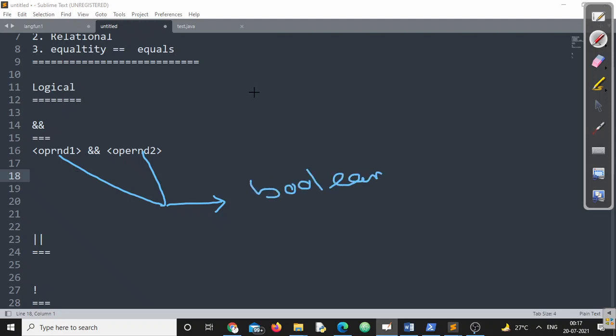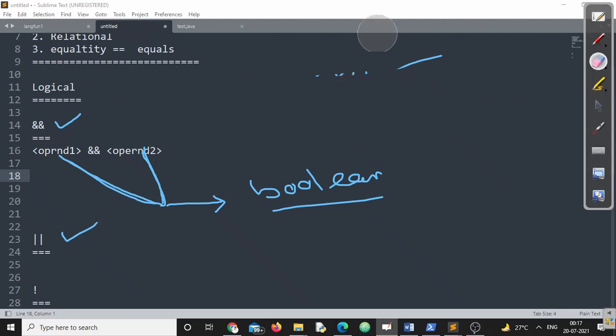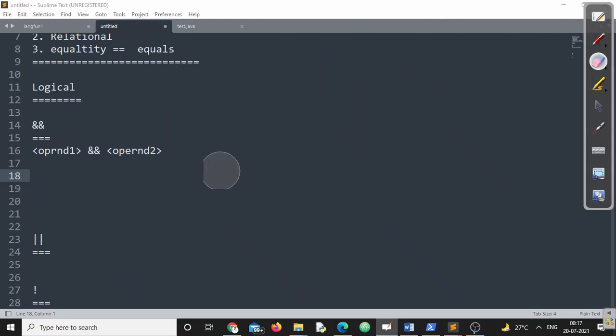If you compare this one with relational operators, in relational operators the operand could be anything except Boolean. But here I am saying the operand could not be anything except Boolean. In the relational operator, Booleans are not allowed. But in logical AND or logical OR operator, the operand has to be Boolean. Keep this particular thing in mind.